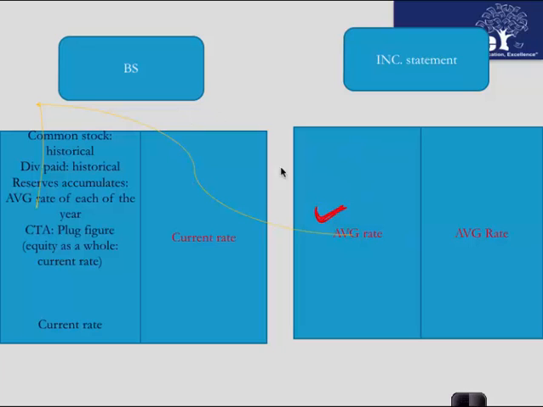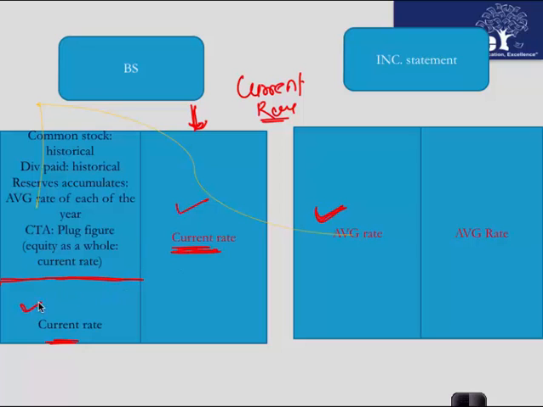On the balance sheet, look at the asset side. All the assets would be converted at current rate. Now, look at the liability side carefully. All your liabilities will also be converted at current rate. So the name of the method itself is current rate. So all your balance sheet assets get converted at current rate.